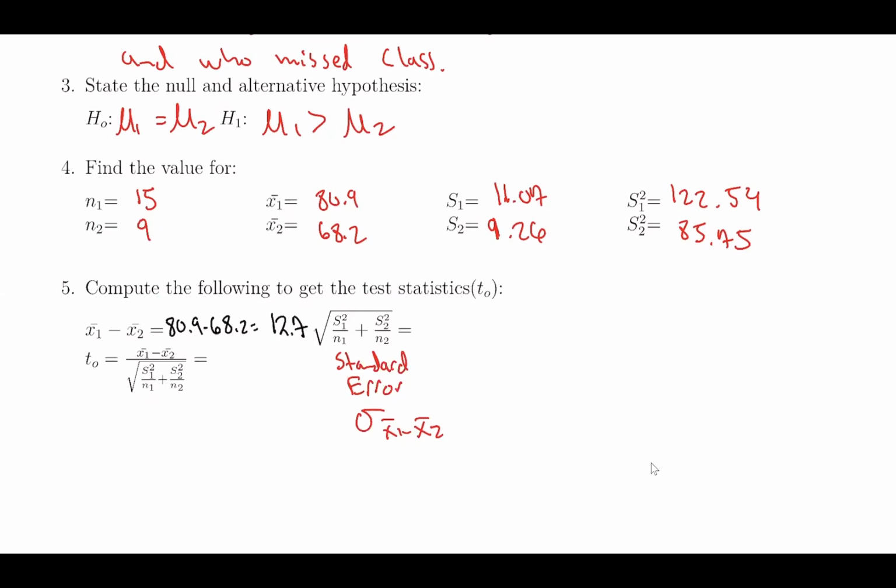Up next, we're going to do the standard error. It's the square root of 122.54 divided by n1, which is 15, plus s2 squared, which is 85.75, all divided by n2, which is 9. Any questions so far? How I got anything inside of that radical?